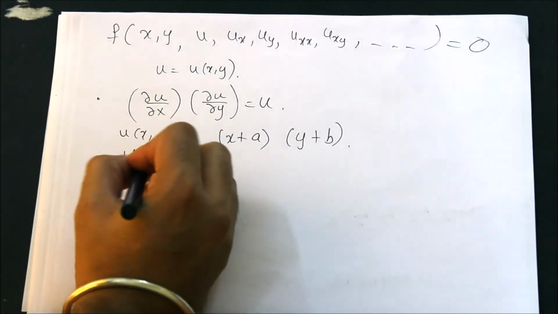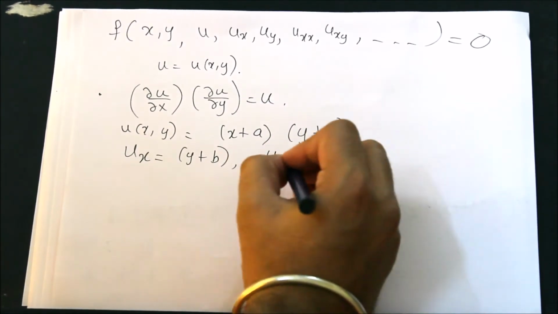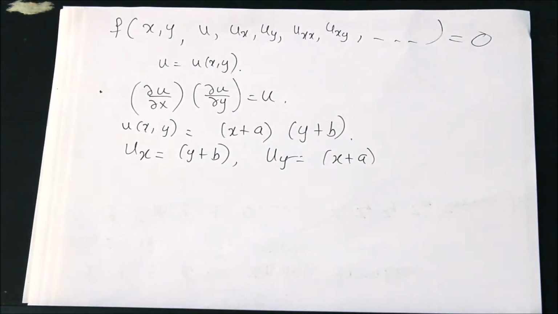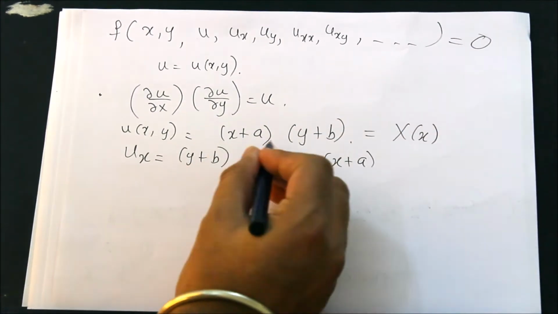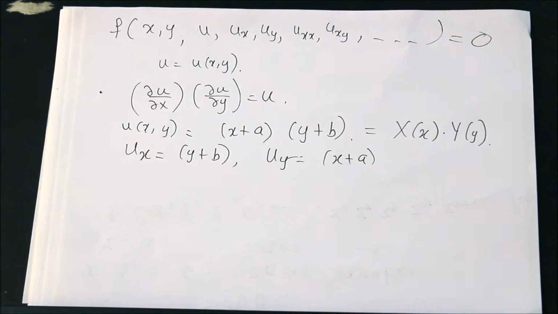Why? Because the partial derivative of u with respect to x is y plus b, and the partial derivative of u with respect to y is x plus a. When I take the product I get nothing but u. Therefore u is a solution. And you can see that this is some function of x, which is x plus a, into some function of y. So this is a variable separable solution. That means I am able to separate my solution, into a product of two functions, and then we say it's variable separable.